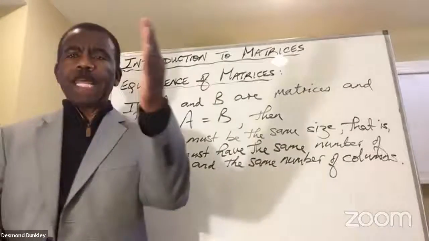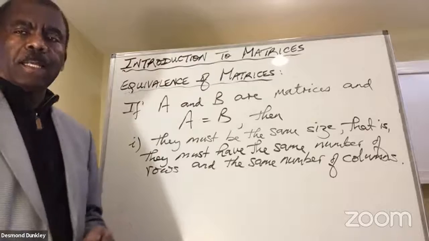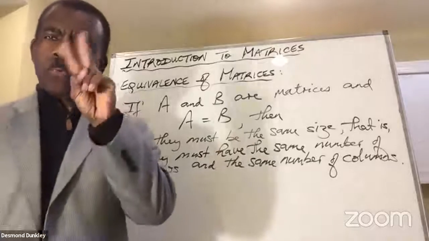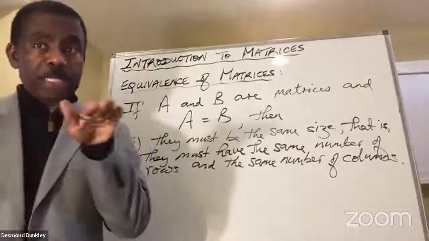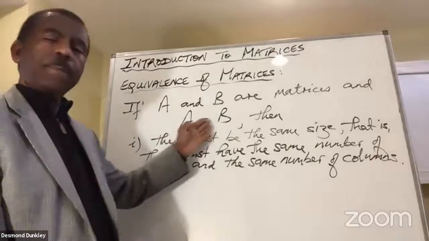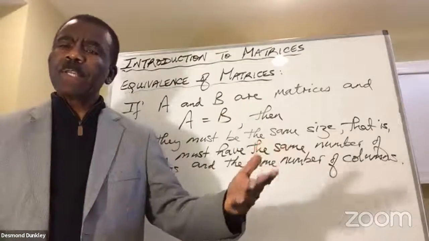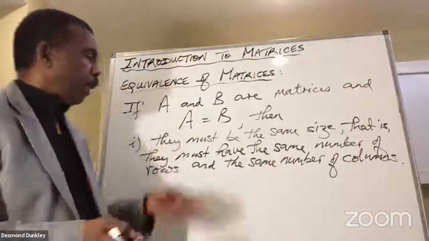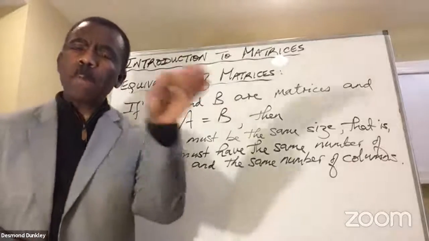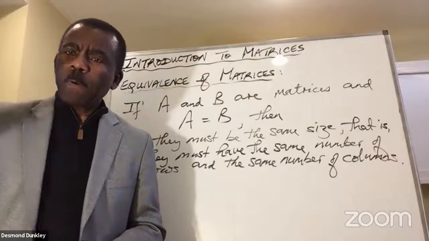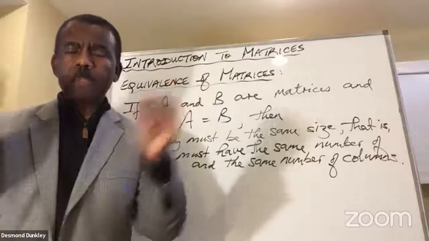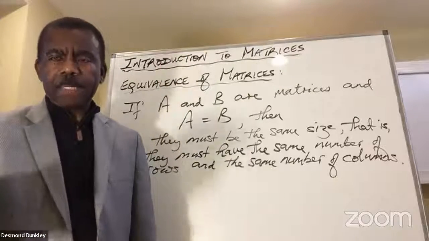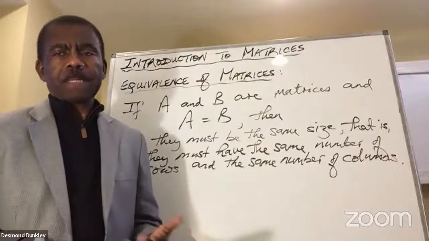So if you have two matrices, matrix A and matrix B, and if ever you're told that matrix A is equal to matrix B, then there are two conclusions you must draw, and they're reasonable, they're logical. In order for this matrix to be equal to that matrix, they must be the same size. You can't have a small matrix and say that it's equal to a big matrix. It doesn't work. What does the same size mean? Matrix A must have the same number of rows as B. Secondly, the same number of columns in A must be the same number of columns in B. That's why you have the same size.